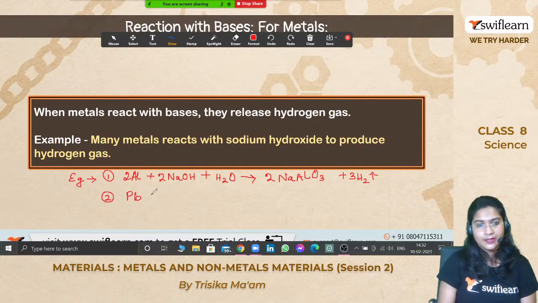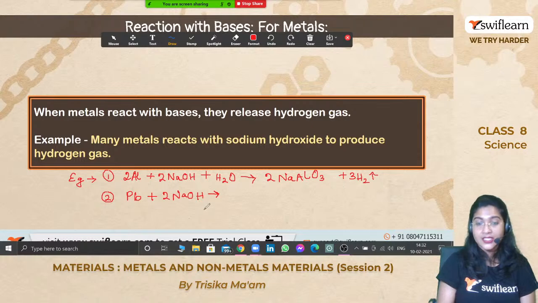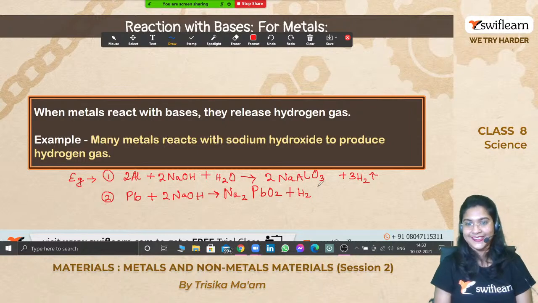Let me take another example, that is lead. Pb, lead. When lead reacts with NaOH, sodium hydroxide, they form sodium plumbite. Remember the name, sodium plumbite. What is the formula of sodium plumbite? It is Na2PbO2. This is sodium plumbite, with the evolution of hydrogen gas.